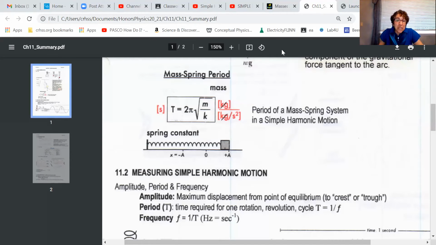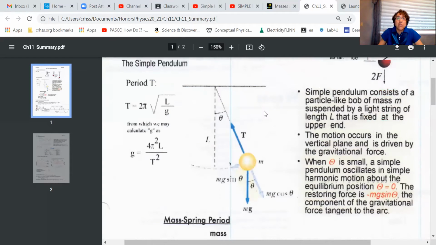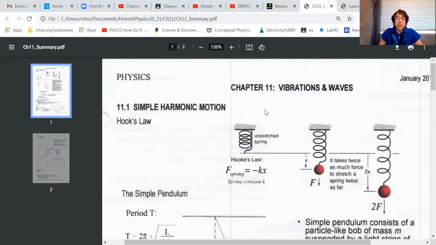This short video is going to prepare you to do your homework for practice C in Chapter 11. And here we're working with mass spring systems. So I want to show you an example of a mass spring system. And this page I'm looking at here is your chapter review page.